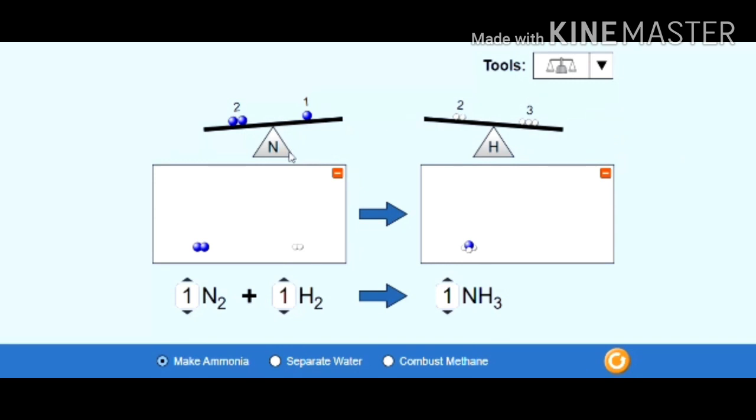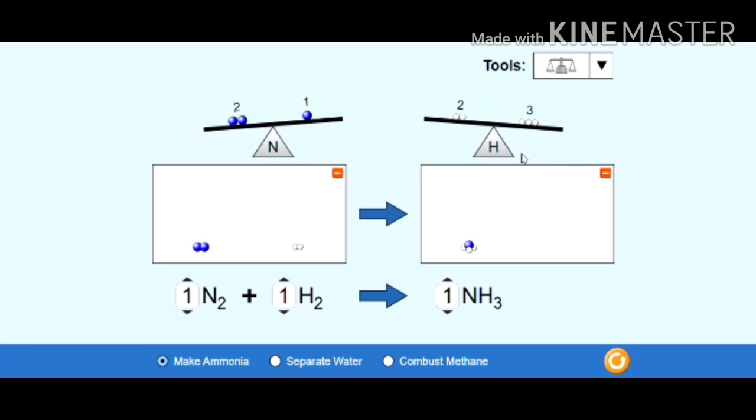Here there are 2 balancers which clearly show how many atoms of nitrogen and how many atoms of hydrogen are there. In the nitrogen balance, 2 atoms are on the reactant side and 1 atom on the product side. Similarly, for hydrogen, 2 atoms are on the reactant side and 3 atoms on the product side. So this entire equation is not balanced because there is variation in the number of atoms of nitrogen and hydrogen as well.